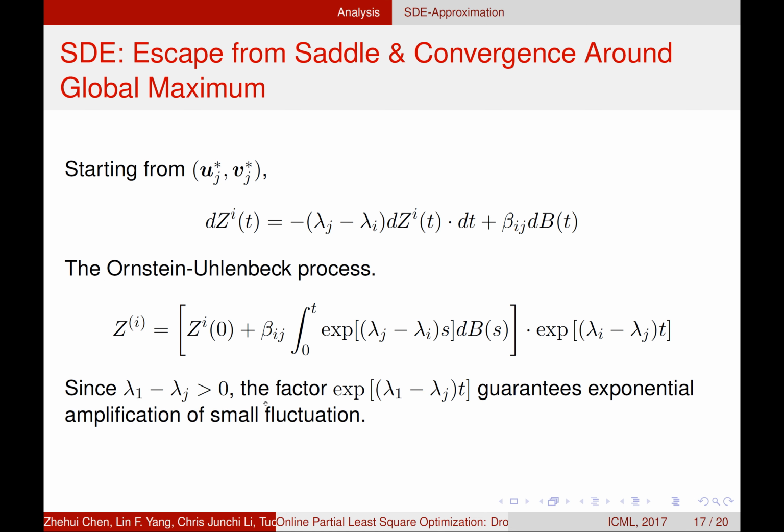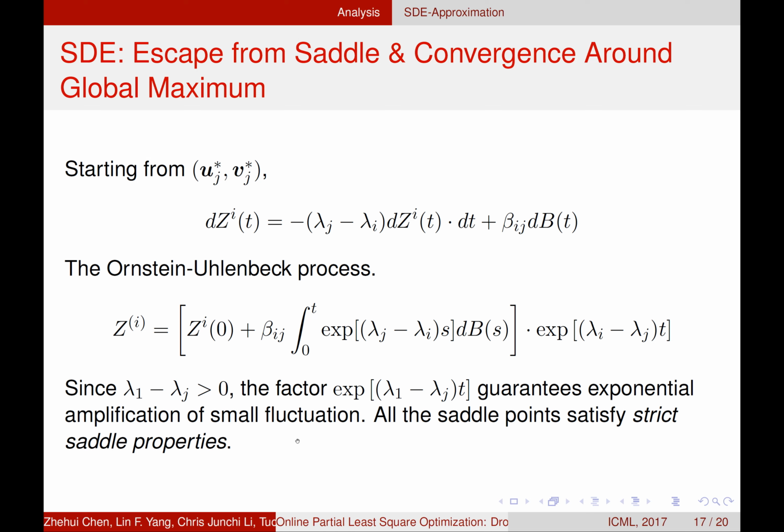Okay, so let's look at i equal to 1. You're starting from any lambda_j. Since if j is smaller than 1, this thing is strictly greater than 0, then this thing grows exponentially. If you look at the variance of this random variable, this term is a constant variance, but because of this term, the variance grows exponentially. It just tells you that this SDE will amplify the small fluctuation exponentially. And that just tells you it will escape from this saddle point.